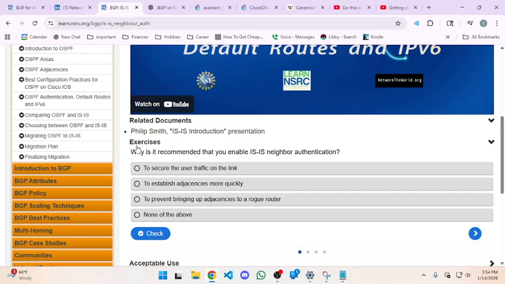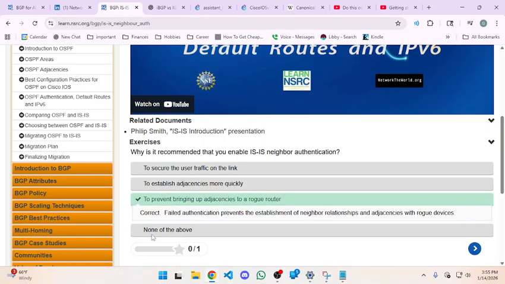All right, let's see here. Why is it recommended that you enable ISIS neighbor authentication? To secure the user traffic on the link, to establish adjacencies more quickly, to prevent bringing up adjacencies to a rogue router, or none of the above? Authentication, yeah, to prevent it to a rogue router. Got it.